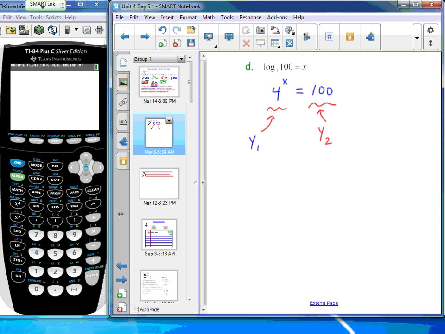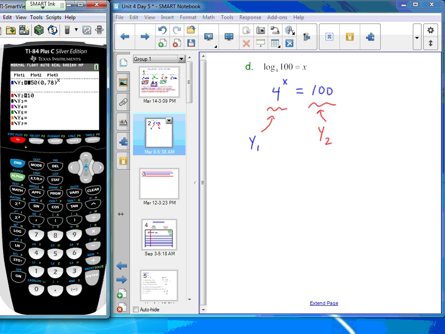And we can get a numerical approximation for that. So here we go in our y equals menu, where we've cleared out our previous functions, and we've zoomed 6, so I've got 4 to the x as my y sub 1 blue line style function. I've got 100 as my constant function, and I don't know what a good window is, but I do know that I'm trying to see when my exponential function equals 100. So for my y values, I need to go at least above 100.